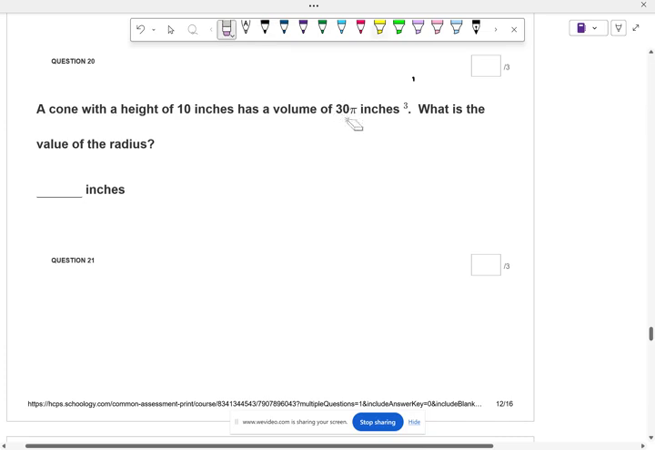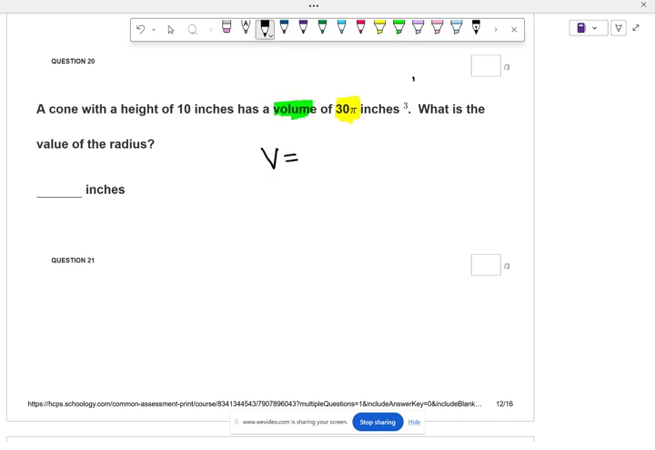Oh my gracious goodness, that was supposed to be my highlighter. You lost the pi on that 30. And we're talking about volume. So we want to go get the volume formula of a cone. That would be 1/3 times pi times r squared times h. We're going to take out the V and replace it with 30 pi.